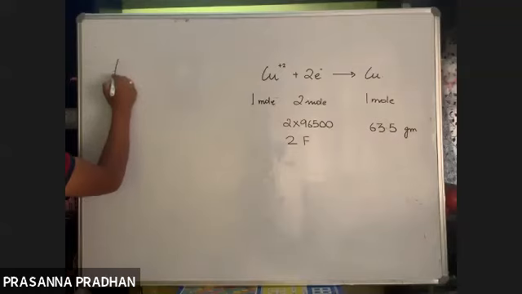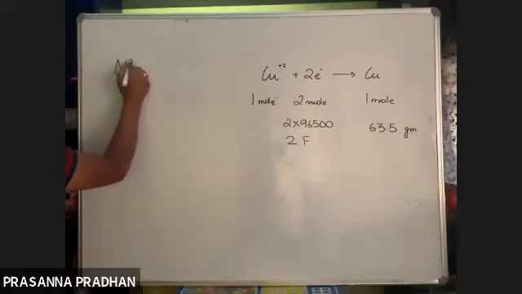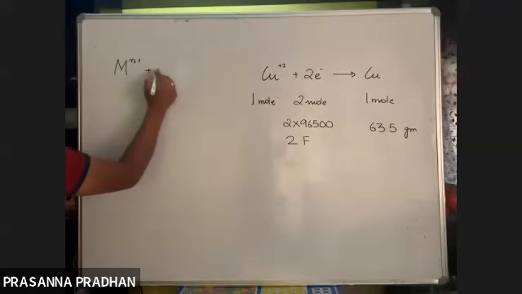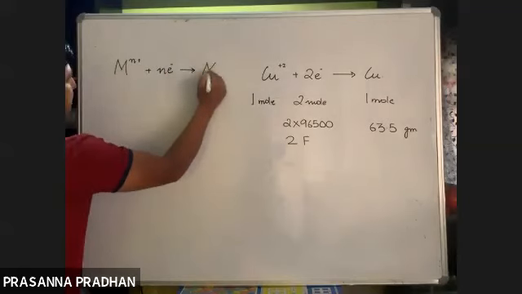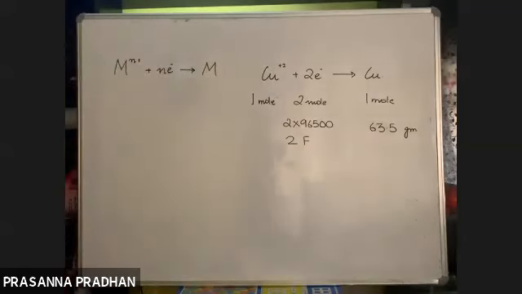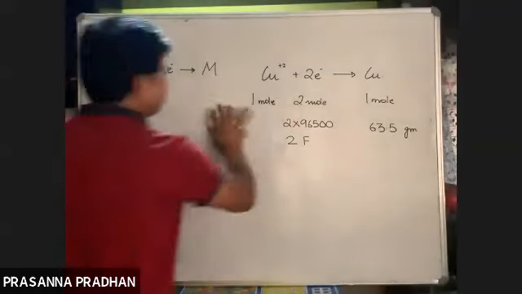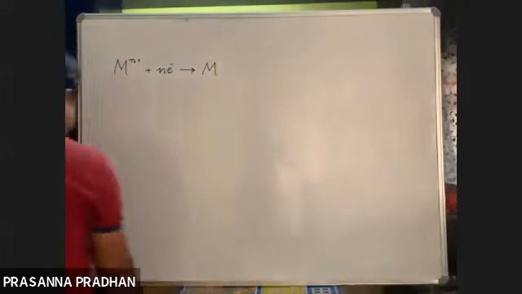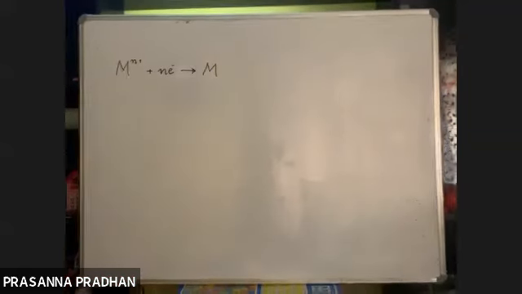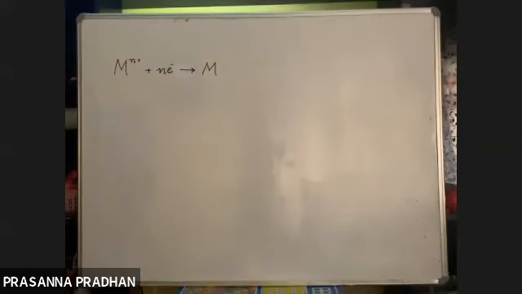Let us consider a metal ion having a charge Mn+. If it gains n number of electrons, then the metal atom M will get deposited. Now you tell me, what is the valency of this metal? Valency means charge. What is the valency of the metal? It is n. The valency is n.